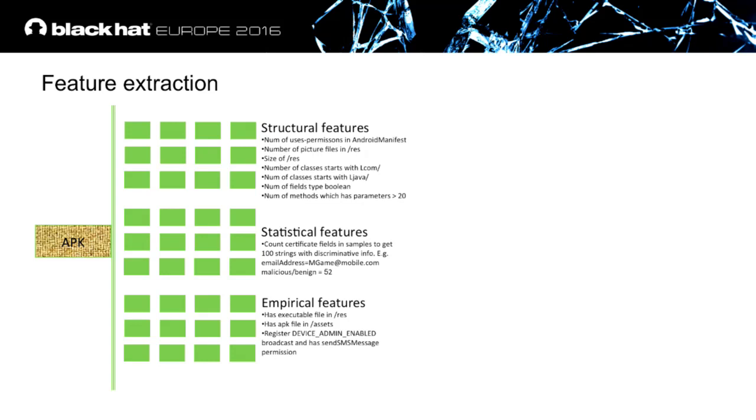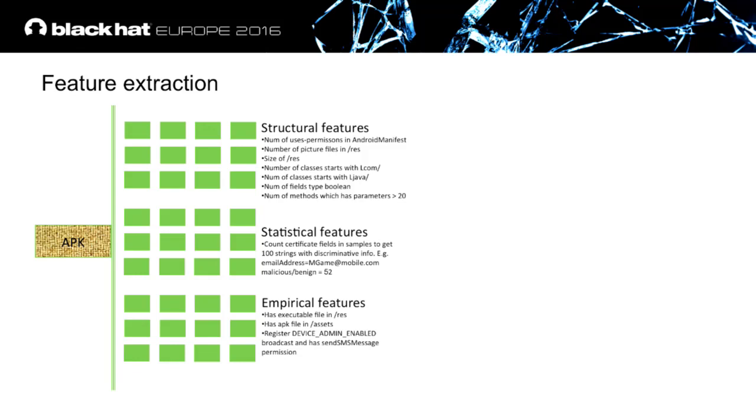Empirical features are mainly based on various analysts' experience. For example, the RES directory in the APK file is designed to store resource files such as pictures and XML. But various analysts found that some malware sometimes puts executable files into the RES directory. So we use whether the RES directory has an executable as a feature. Similarly, we have whether the assets directory has an APK file as a feature.